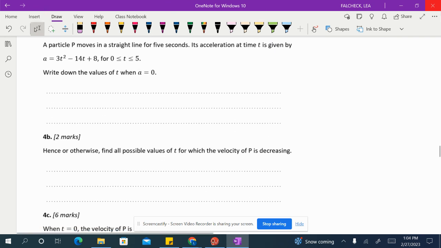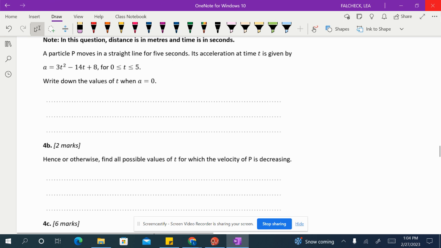Write down the values of t when a equals 0. So for the values of t when a equals 0, set the whole thing equal to 0. All you would do here is factor this. Set each one equal to 0. You would get time equals 4 and time equals 2/3.